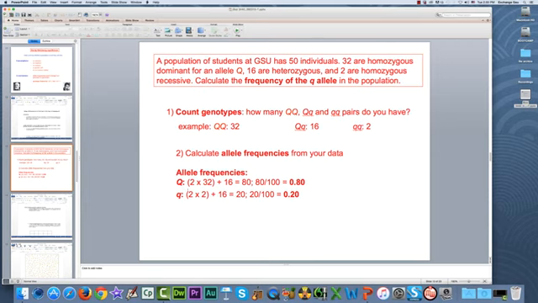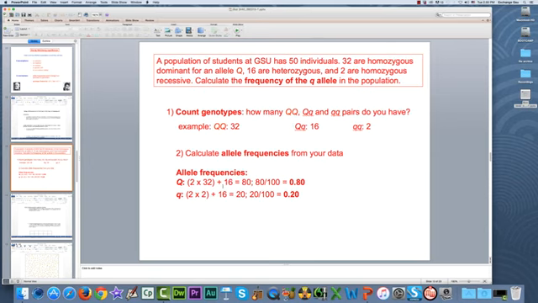Let's start out here with the dominant allele. We know we'll start out here with our homozygous dominant individuals. We know that we have 32 of them, and each of them has 2 alleles. So we have 2 times 32 big Q alleles from our homozygous dominant individuals. From our heterozygous individuals, they each have only 1 big Q allele. So we have 16 big Q alleles that come from our heterozygotes.